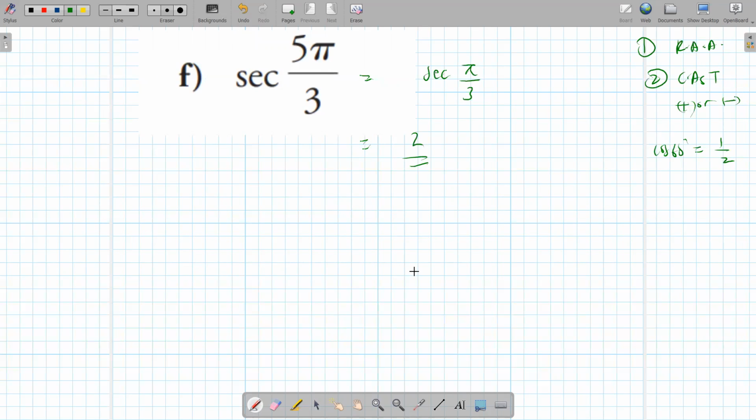Okay, so related acute angle, CAST rule, and then special triangle. That's step 3, special triangle to evaluate the ratio. And sometimes you have to flip it like in this case.